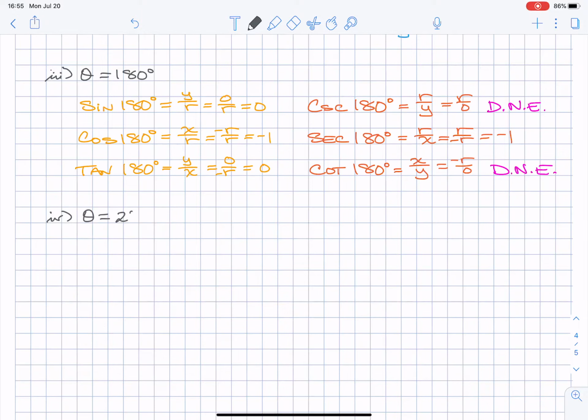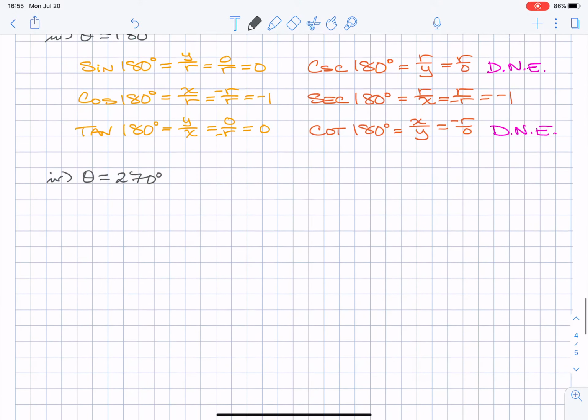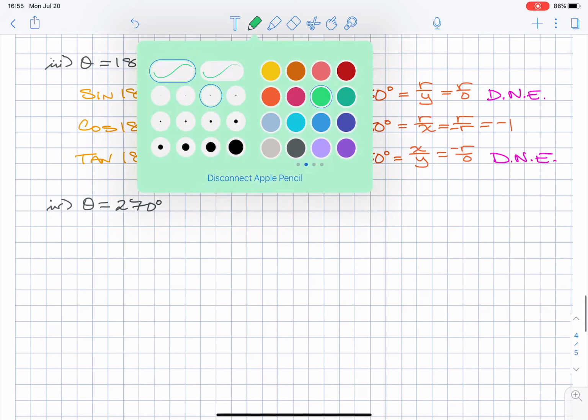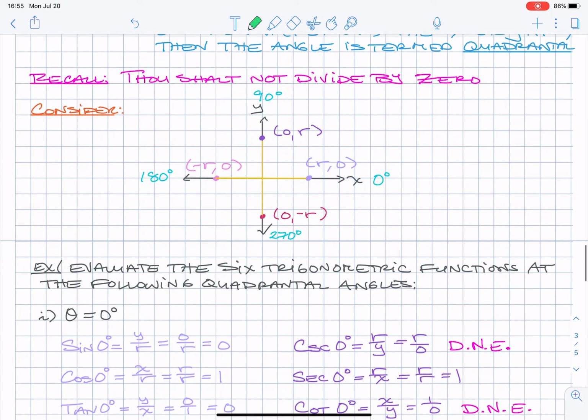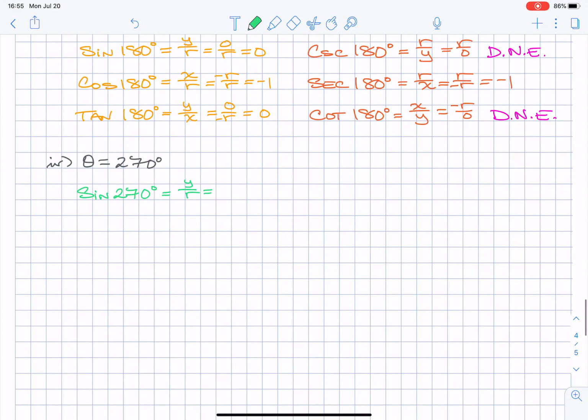So now let's do theta being 270 degrees. So that's the south. And this one, let's use green. Okay. So sine of 270 degrees, well, sine is y over r. So at 270, y was negative r. So negative r over r is negative 1.